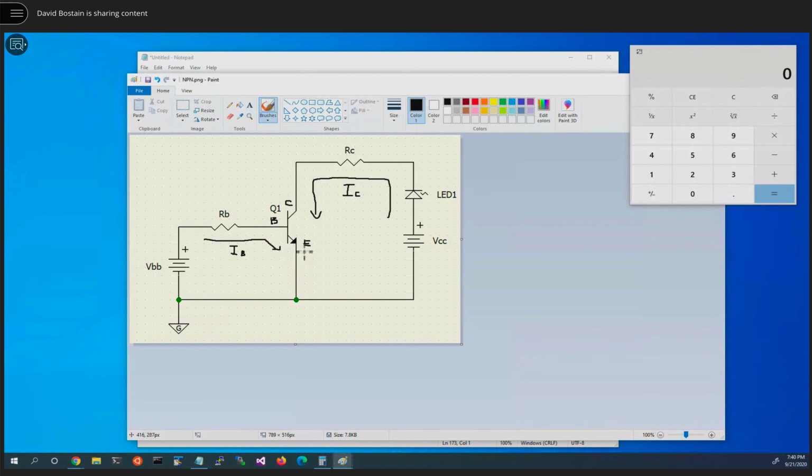Now, the current that comes out of the emitter is called IE, cleverly. It's equal to IB plus IC. When it gets to the bottom down here, it will split again, and IB will continue back to the battery. And on this side, IC will continue back to the battery.